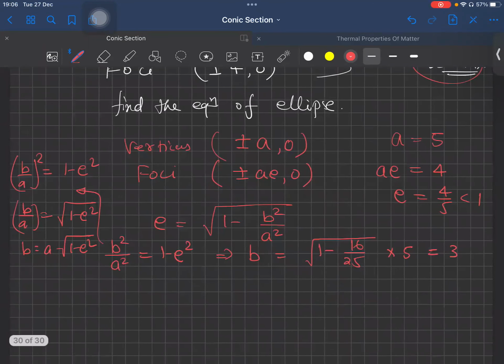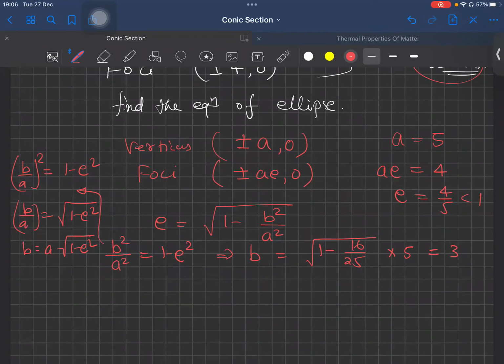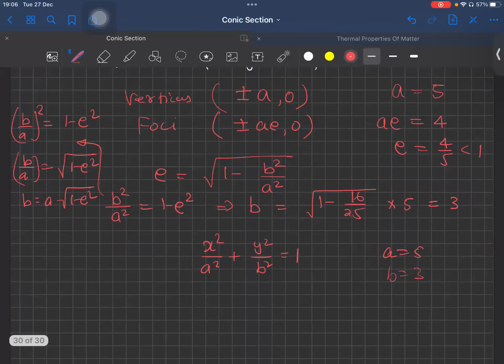Okay. So we have got a, we have got b. So the equation of the ellipse is x square upon a square plus y square upon b square is equal to 1. Now a is equal to 5 and b is equal to 3. So x square upon 25 plus y square upon 9 is equal to 1 is the equation of the ellipse. That's how we solve it.